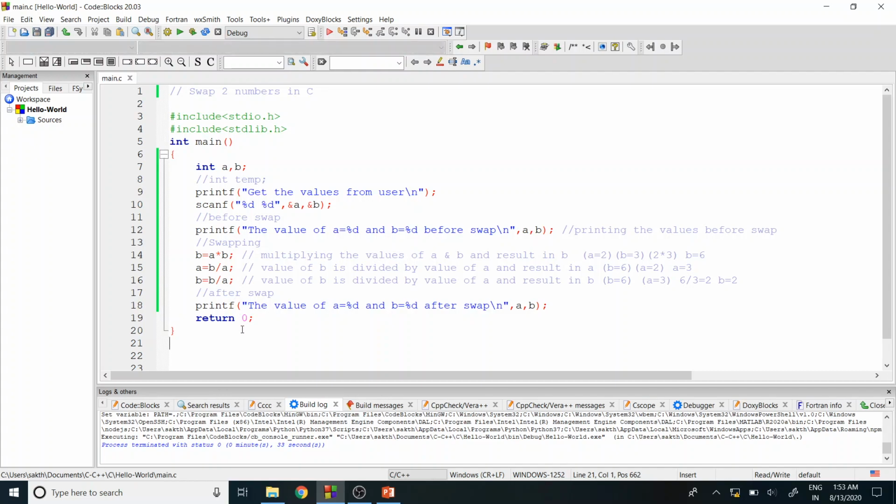So in my last lecture video and this lecture video, I have given explanations about how we swap two numbers without the use of a third variable.